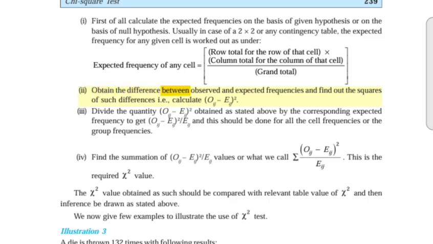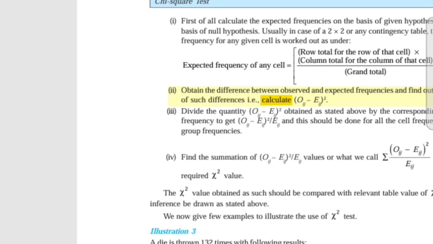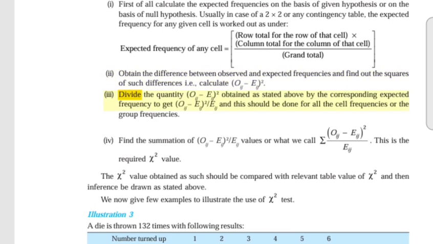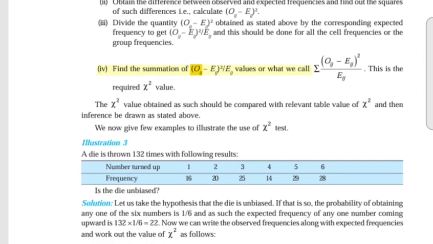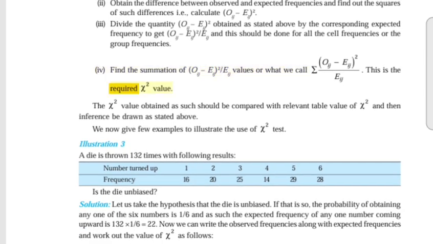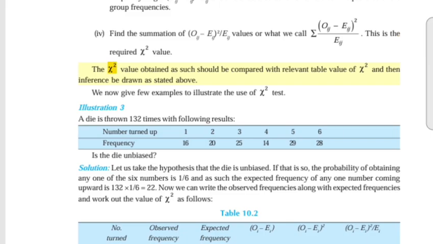II. Obtain the difference between observed and expected frequencies and find out the squares of such differences, i.e., calculate (Oij - Eij)2. III. Divide the quantity (Oij - Eij)2 obtained as stated above by the corresponding expected frequency to get (Oij - Eij)2/Eij, and this should be done for all the cell frequencies or the group frequencies. IV. Find the summation of (Oij - Eij)2/Eij values, or what we call the required chi2 value. This chi2 value obtained as such should be compared with the relevant table value of chi2 and then inference be drawn as stated above.